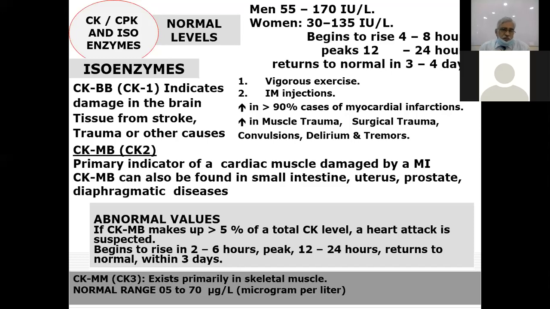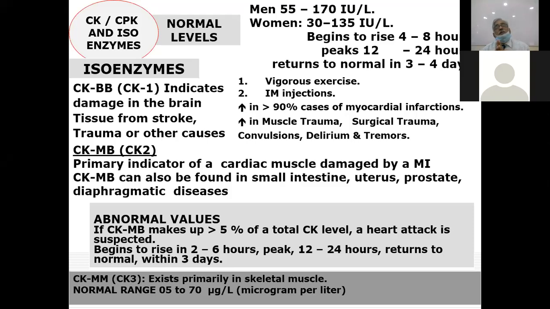So as I have told you, there are three isoenzymes. One is BB, also called CK1, that indicates damage in the brain. It's also raised in strokes and trauma and other causes, whereas CK2, that is MB, primarily indicates cardiac muscle damage, myocardial damage, but it can also be found in smooth muscles, small intestine, uterus, prostate, and diaphragmatic diseases. But I have already told you that this is not the only enzyme which you should ask for in the diagnosis of myocardial infarction. You have to ask for a better laboratory investigation.